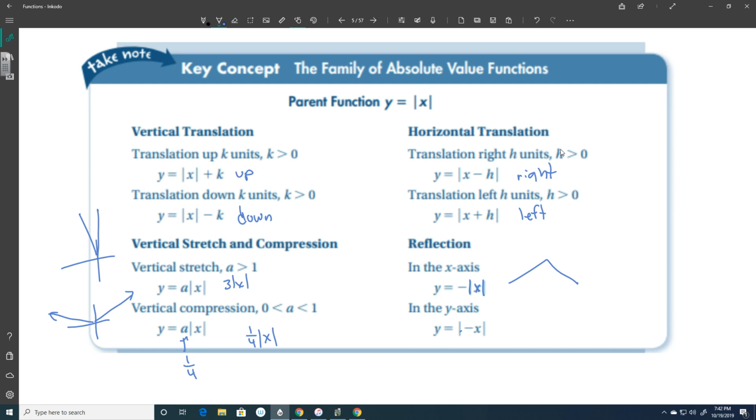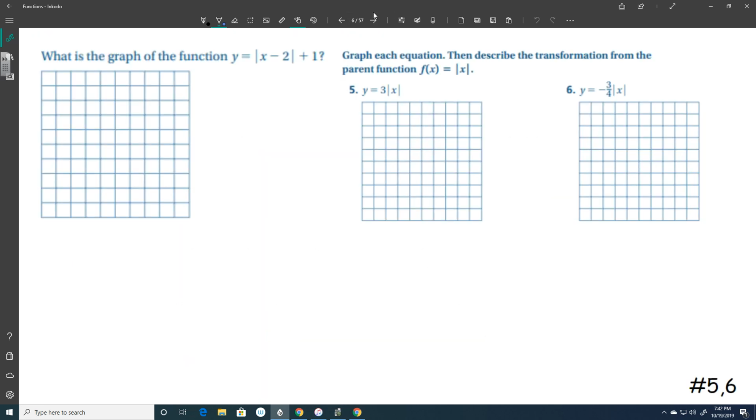Okay, you can look at the function, you can look at the numbers, and you can tell what the graph is going to do. So for example, what is the graph of the function y equals absolute value of x minus 2, plus 1? What is that going to do when I graph it? So one of my options is to plug a whole bunch of numbers in for x and then draw the picture, or I can look at what's happening in the math.